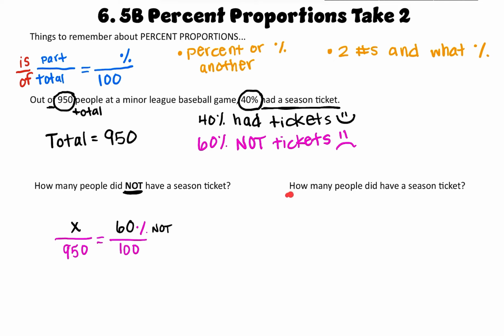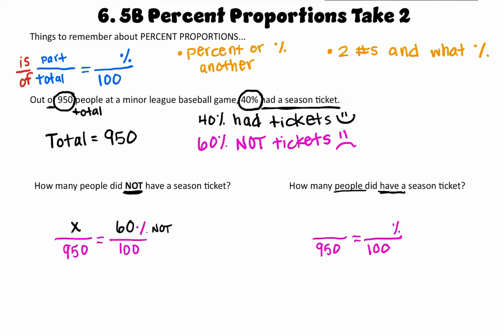Now we're gonna move on to this question over here. It says how many people did have a season ticket? So on this side, again, we want the people, not the percent, so it can't just say 40%, 60%. We want people who have a season ticket. So up here, we talked about 40% had a season ticket. 40% is not 40 people, so we need to set up a proportion again. So if we look, 950, the total does not change. The percent goes over 100, so this is exactly the same.